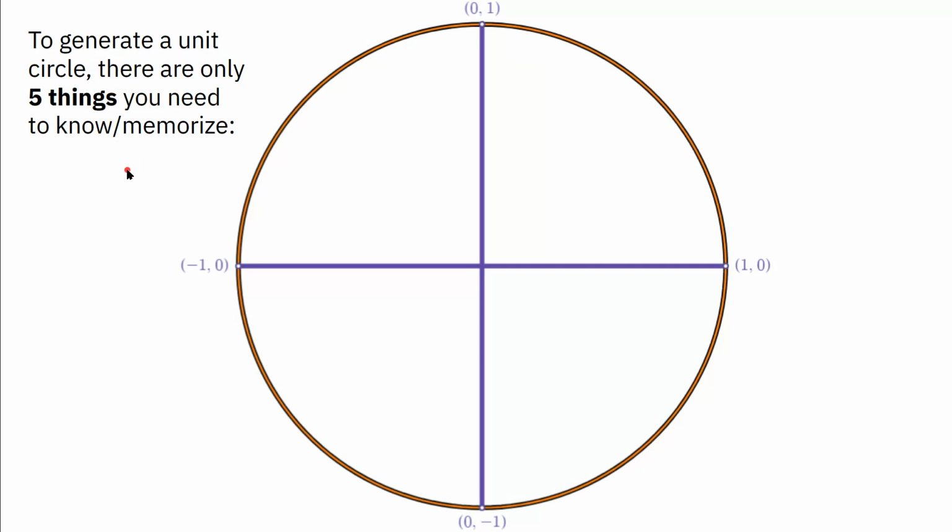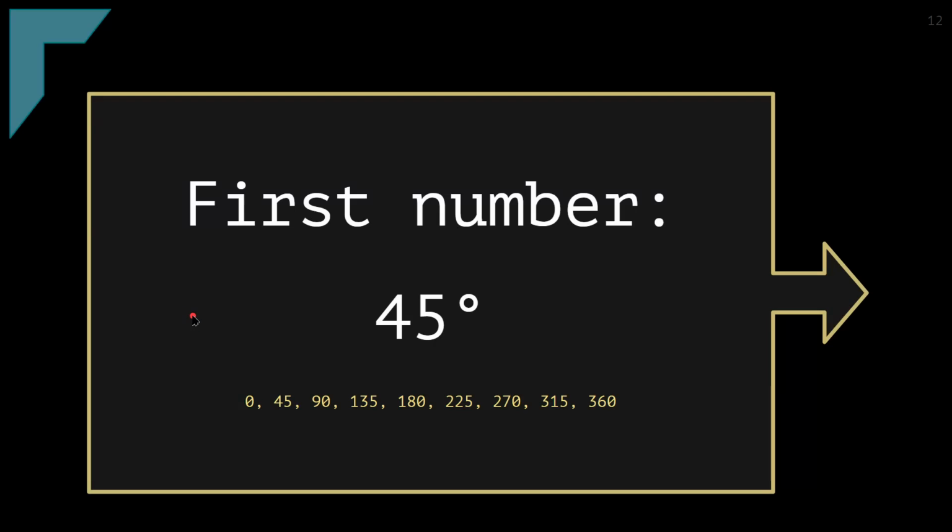So there are only 5 things you need to know or memorize when you're making this unit circle. 45, pi over 4, 30, pi over 6, and 0, 1, 2, 3, 4. We'll go through each one at a time. So the first number is 45, and this is for degrees, right?